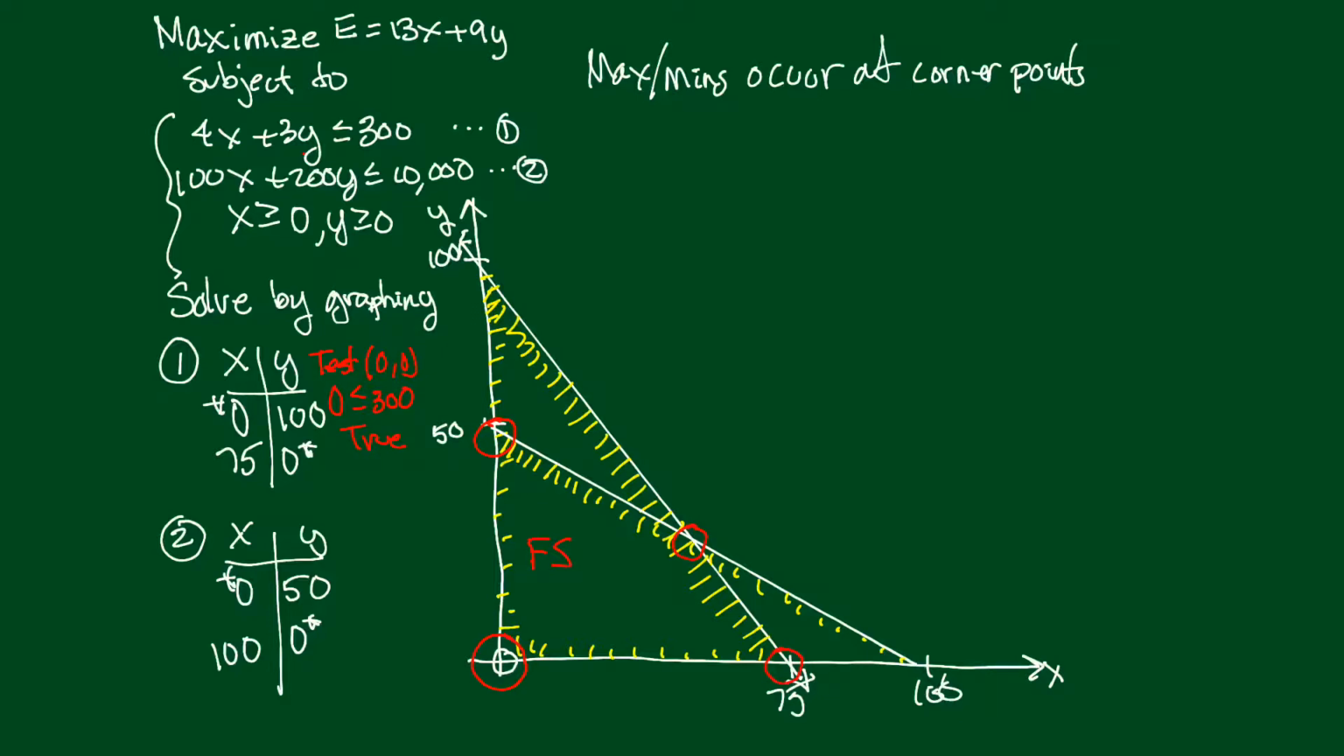We have to test only those 4 points, and then we'll pick out the one that gives us the biggest value for E. So do we have these points? What is this one down here at the origin? Okay, that point is what?